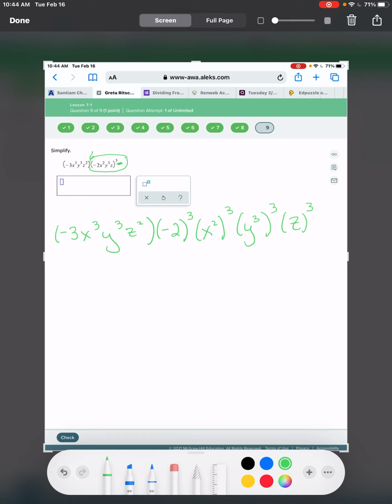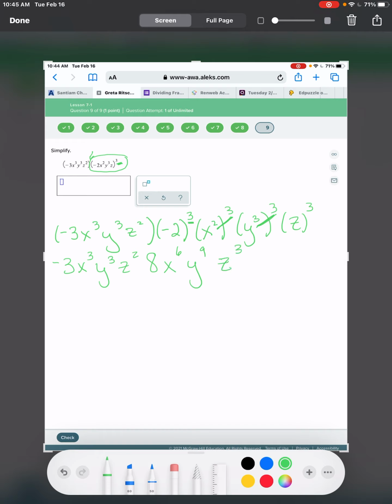All right, so I can simplify this a little bit more, still keeping my first set intact there. Negative 2 to the 3rd. There's an odd number again, so my end answer is going to be negative, and 2 times 2 is 4 times 2 is 8. So that's an 8. X squared 3 times, I'm going to multiply that to get x to the 6th. Y to the 3rd 3 times is going to give me y to the 9th. Power on a power, I multiply, and z to the 3rd is fine the way it is.